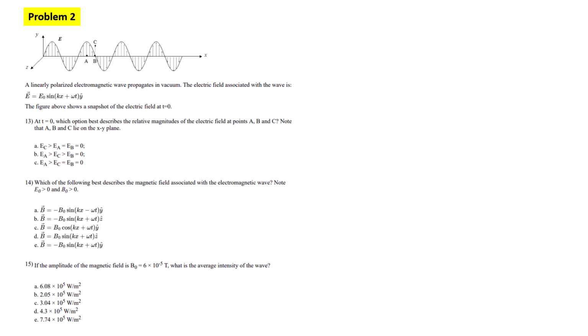It says at time equals to 0, which option best describes the relative amplitudes of the electric fields at points A, B, and C? Note that A, B, and C lie on the XY plane. Okay, so how would we look at the magnitude? Well, look at the magnitude at point A. I'm going to call that EA, right? Clearly that one right there looks to be right here. That's the amplitude at that point. That there would simply be E0 at that specific time.